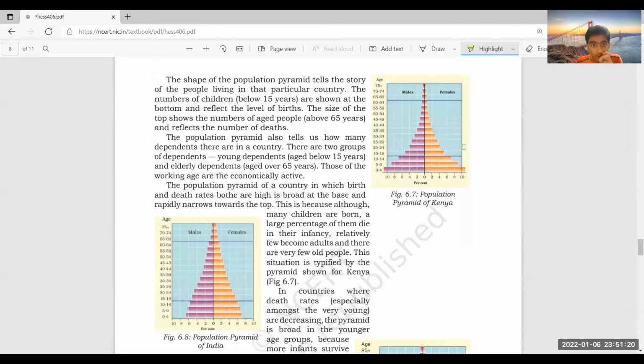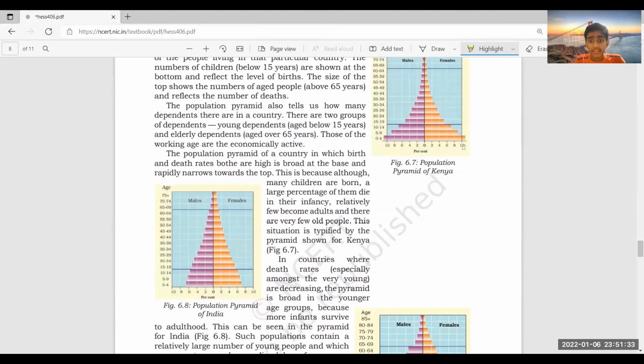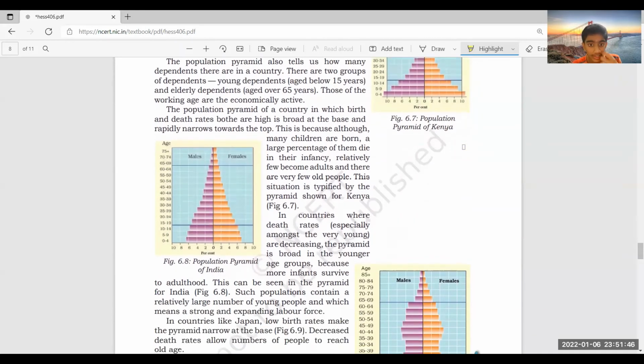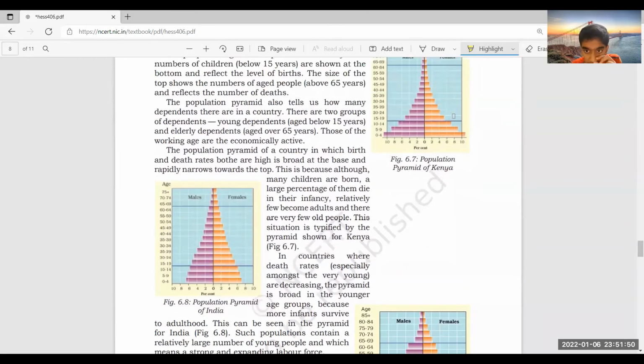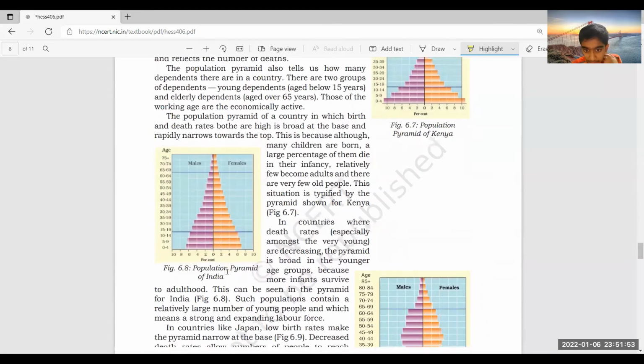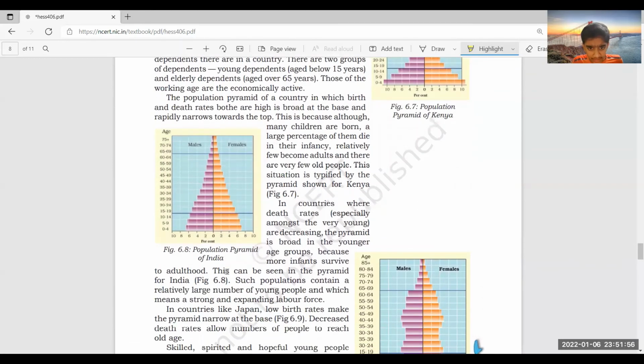And the population pyramid of a country in which birth and death rates are both high is broad at the base and rapidly narrows towards the top. This is because although many children are born, a large percent of them die in their infancy. Relatively few become adults, and there are few old people. This situation is typified by the pyramid shown for Kenya. You can see Kenya's pyramid over here, even India's pyramid. In countries where death rates are decreasing and birth rates increase, population increases. Let's take the example of India now. Of course, it is disturbed because of COVID, right?